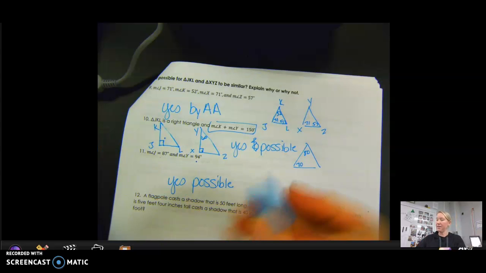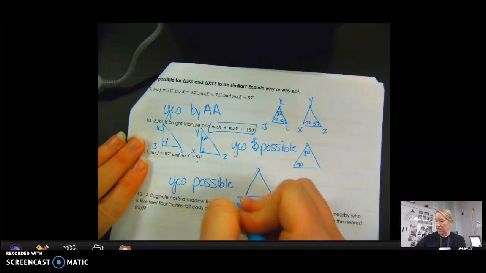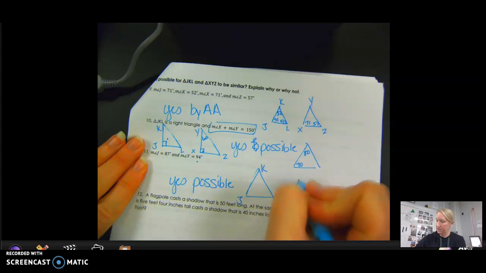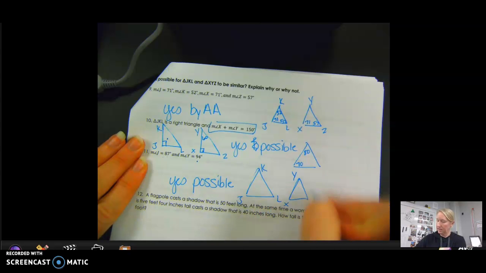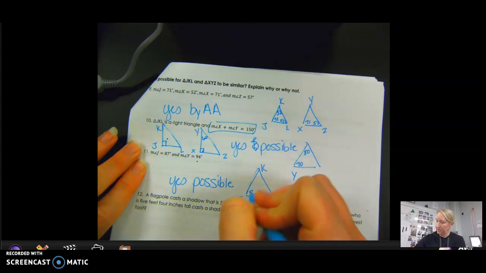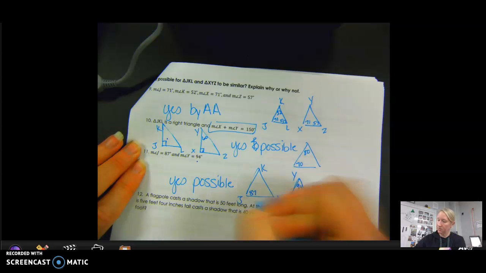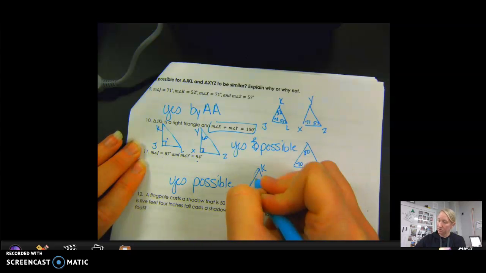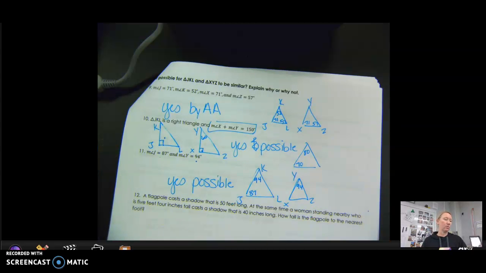Oh, wait, maybe not. Let's try this. J, K, L, X, Y, Z. We know J is 87. We know Y is 94. In order for these two to be similar, this would have to be 94 also. So it's 94 plus 87.